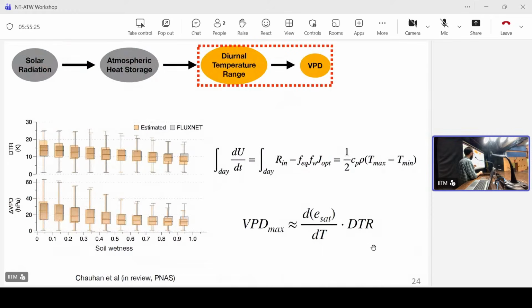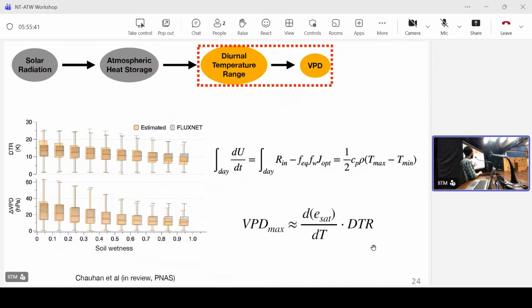And this again is the estimate that I did from FLUXNET sites. On the x-axis, you see wetness of soil. And you see that as we go to drier and drier soil, both diurnal temperature range and vapor pressure deficit increase significantly. And this is what we estimate from our analytical approach.